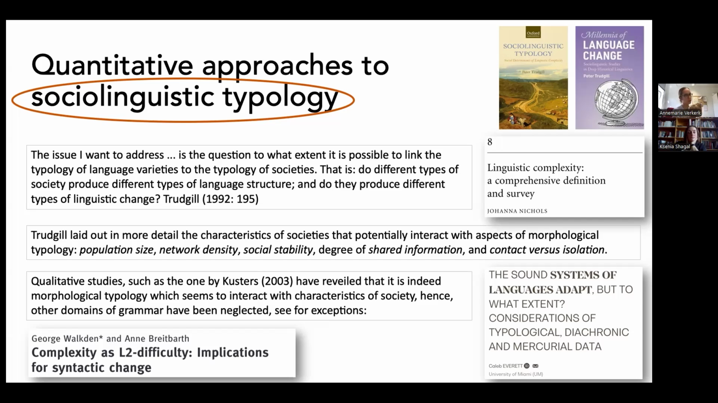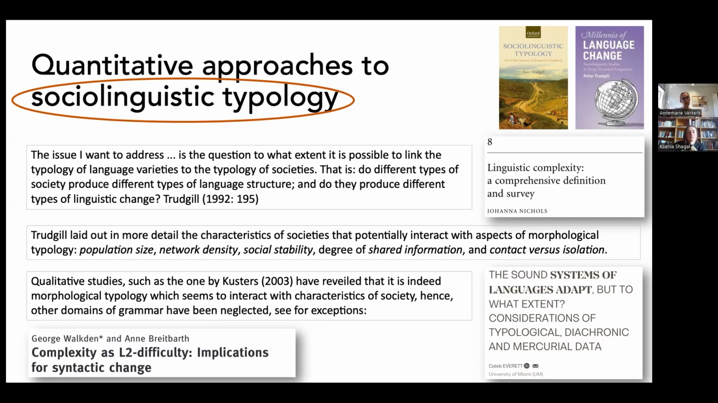And then there's a whole lot of qualitative studies, such as the one by Kusters 2003, that have revealed that it's definitely morphological typology that seems to interact with those characteristics of society the most, perhaps. It's a bit of a tough claim to make, but it's definitely true that most work within sociolinguistic typology has been done on morphological characteristics, right? There are a couple of exceptions to this.